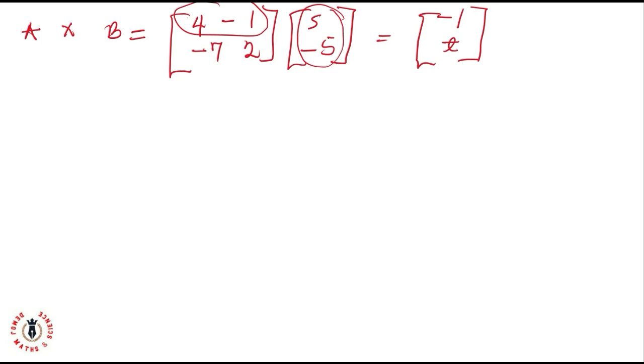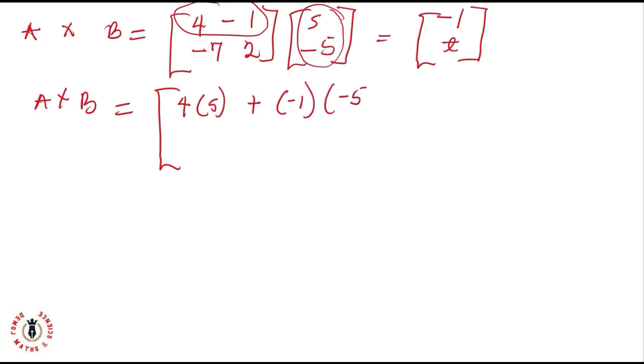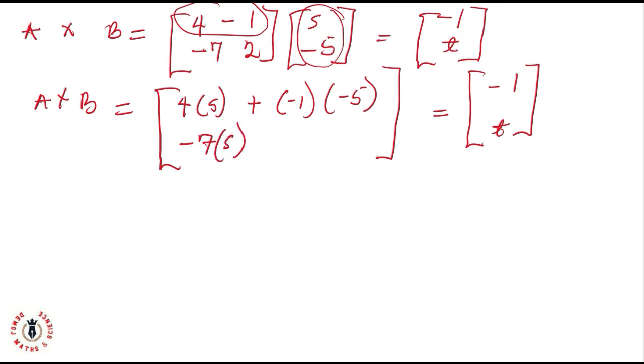Now, see this. Matrix A times matrix B itself, let's expand it first. It will be the same thing as 4 times S plus minus 1 times minus 5. This is the same thing as matrix C, which is minus 1 and T. Let's just carry it that way. Then here at the lower part, I'll do minus 7 times S again plus 2 times minus 5.